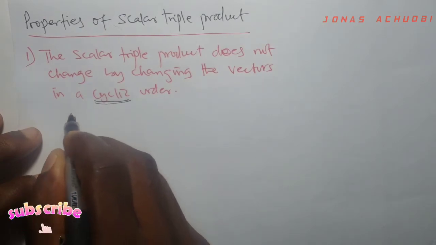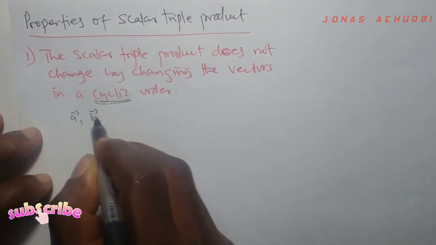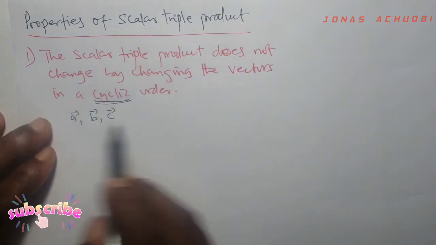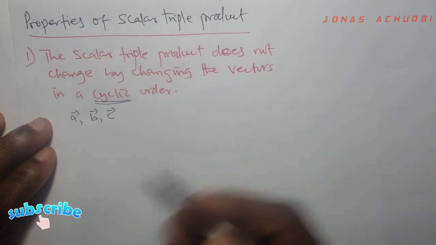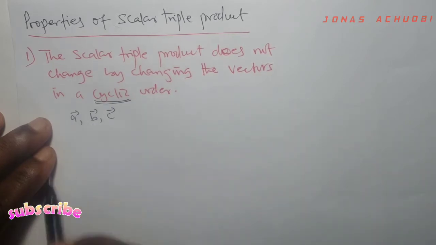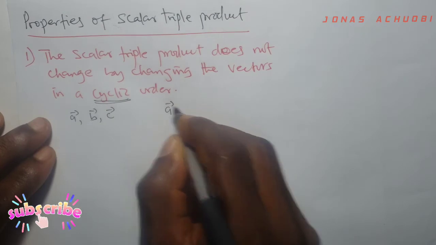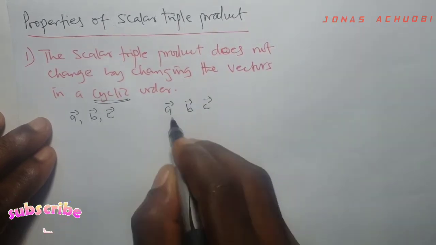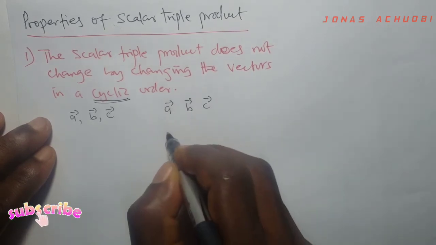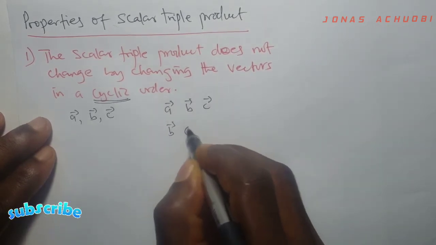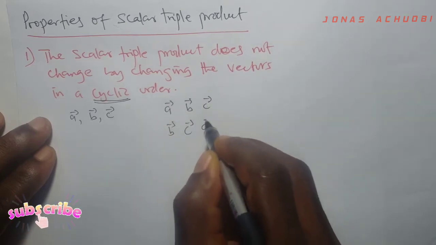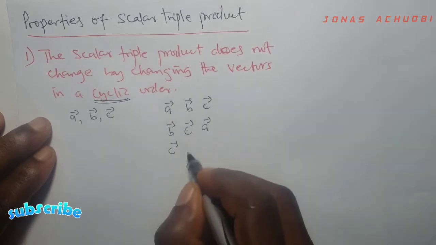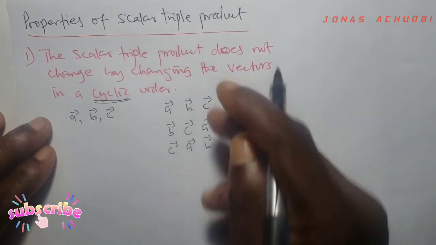So we have vectors here, A, remember 3 vectors, B, and C. Now that's the first order. Now if we want to rearrange these vectors in a cyclic order, the next set of vectors would be, let me write it this way, A, B and C. We began with A, the next one is B, will now be B, and then C, cyclic, and then vector A. And the next one will now be vector C, so C, A, and then vector B. This is what we mean by cyclic order.